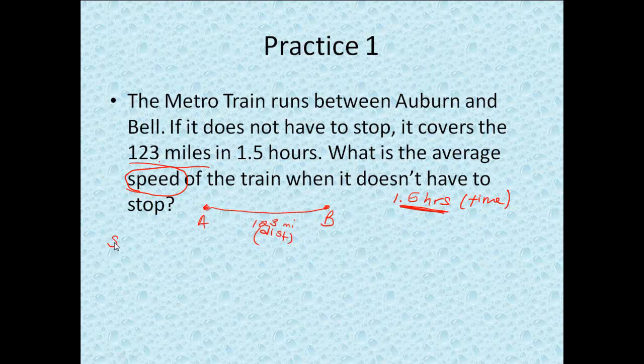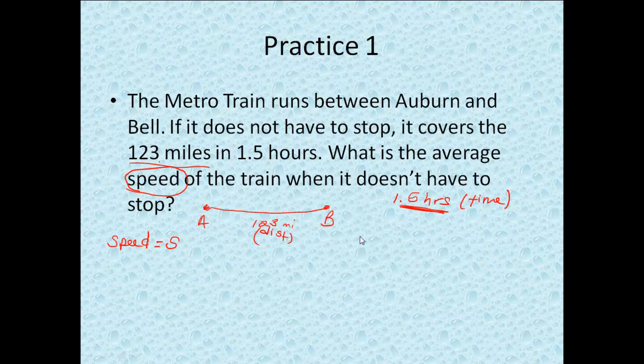So I am going to put down speed, and I am going to assign it the variable s. Now be careful about using the variable s if your handwriting isn't really clear, because sometimes it can be mistaken for a 5. So if you want to use speed and put down an x, that's fine. You can use any variable you want.